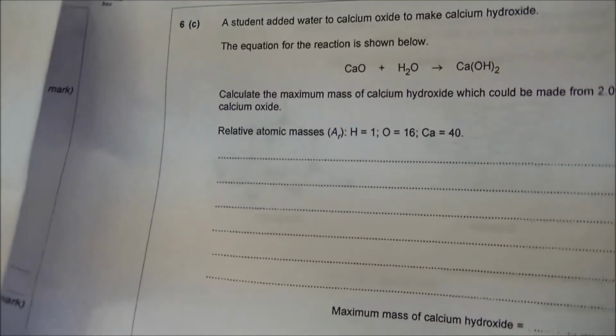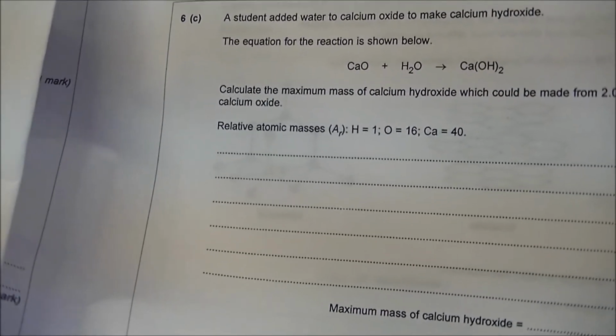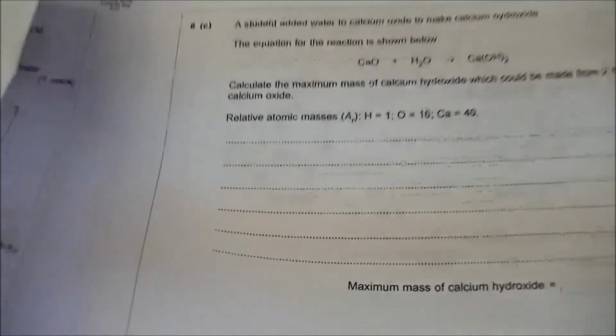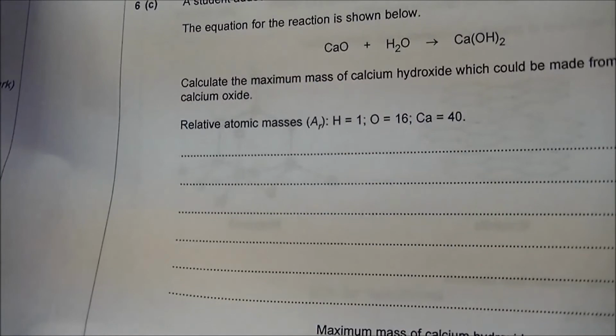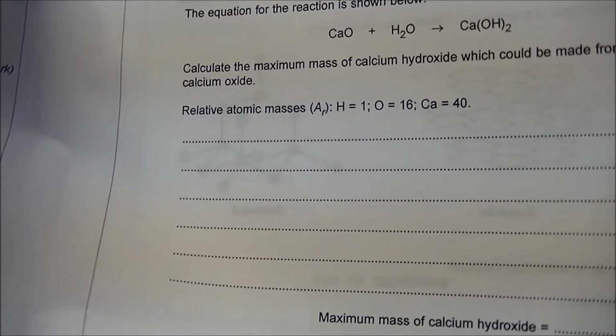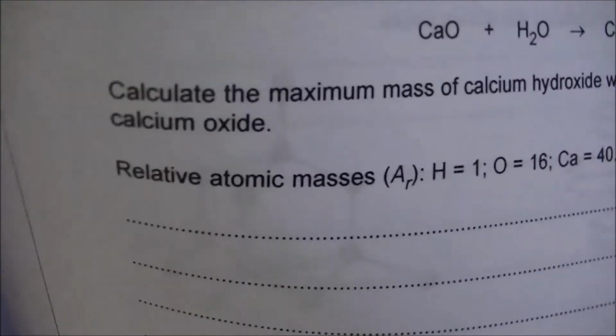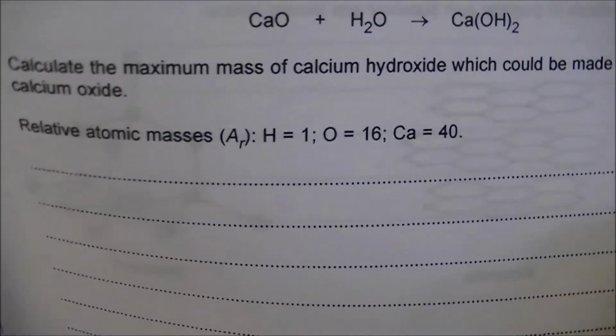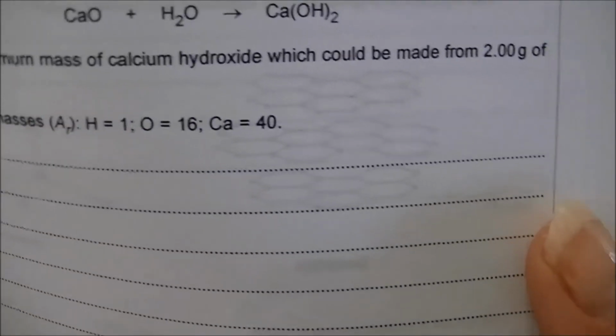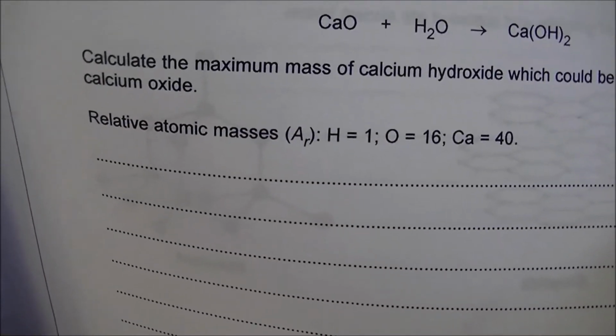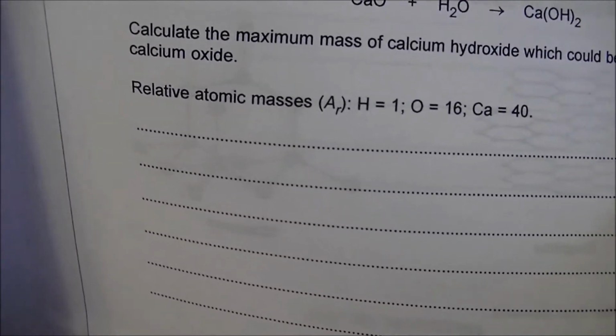We've got a student adding water to calcium oxide to make calcium hydroxide. The equation for the reaction is shown below. We've got a balanced equation. That was one of our clues. You've been asked to calculate the maximum mass of calcium hydroxide, which could be made from 2.00 grams of calcium oxide, and you've been given some relative atomic masses.